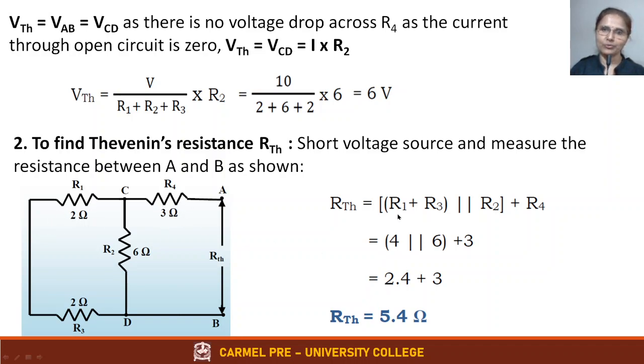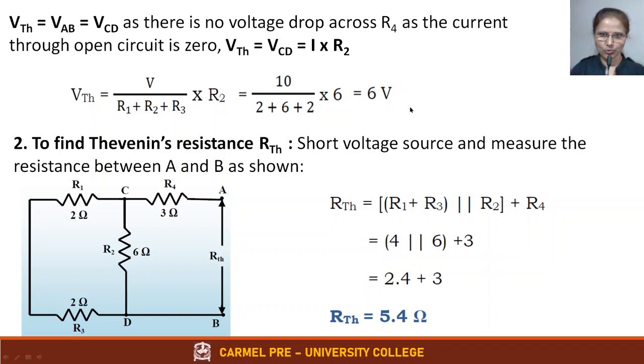So when you come back here, that's what is written here. R1 plus R3, these two are in series. So 2 plus 2 is 4. That is in parallel with R2, 6 ohms. 4 is in parallel with 6, plus 3. That is our RThevenin. 4 into 6 by 4 plus 6 gives you 2.4, plus 3. So adding them you will get 5.4 ohms.